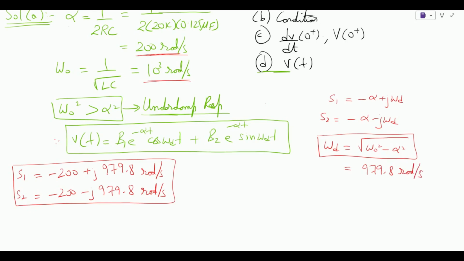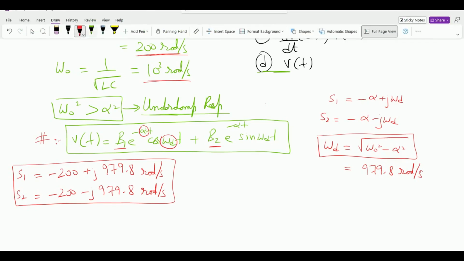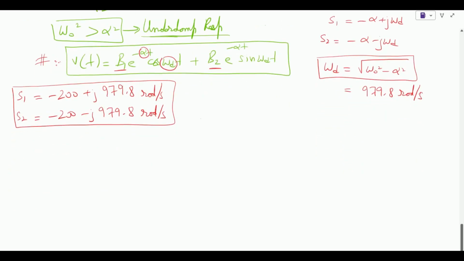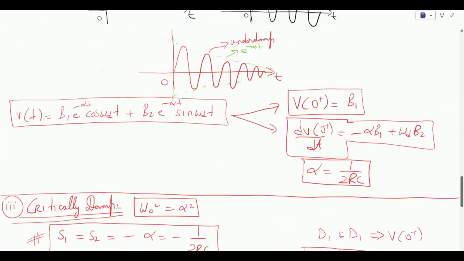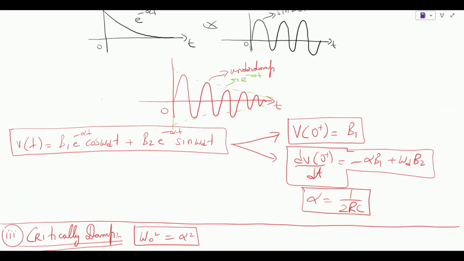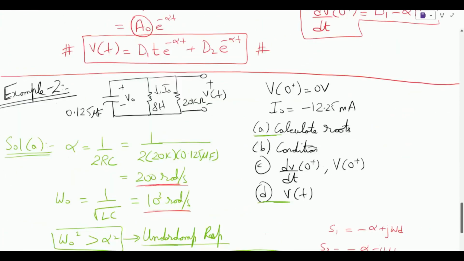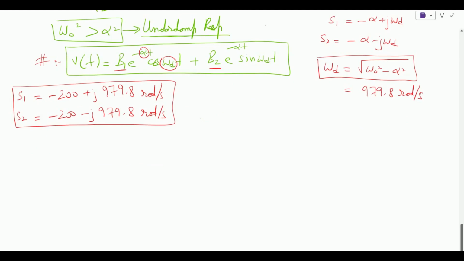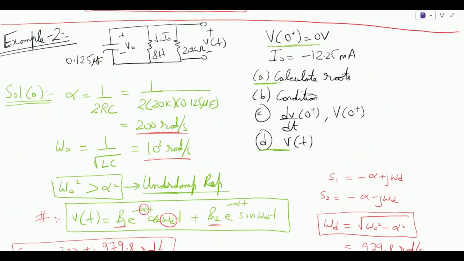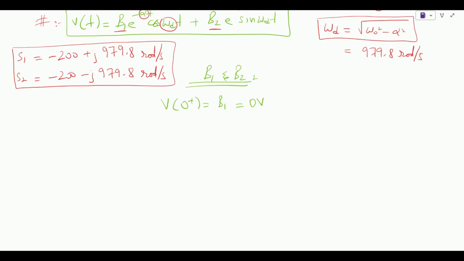Okay, now let us start finding the unknowns in this equation for voltage. We start by finding the constants B1 and B2. We already know alpha, and we already know omega d, which is the damping frequency. To find B1 and B2, we go to our basic equations, which are used for the underdamped response. We know that V0 plus is going to be B1, and luckily for us, the initial voltage given is 0 volts. So we get B1 to be 0 volts. We have figured out B1.